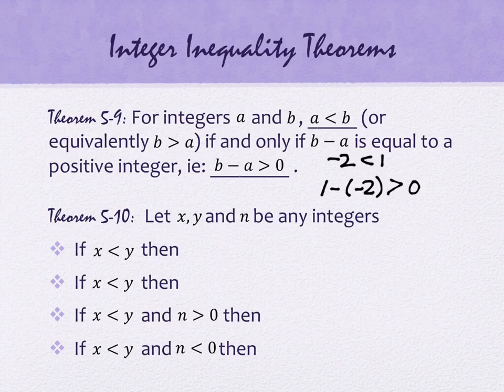Theorem 5.10 is the most interesting thing that we have seen because it's actually something different than we had before because of negatives. So it says, let x and y and n be any integers. If x is less than y, then if I add an n, the inequality does not change. I can add n to both sides, and it does not affect the outcome of the inequality, right? It's still less than.